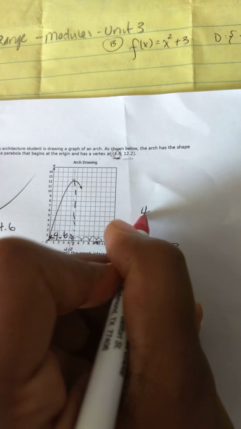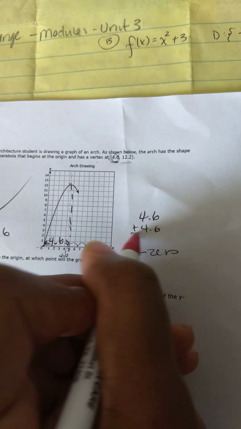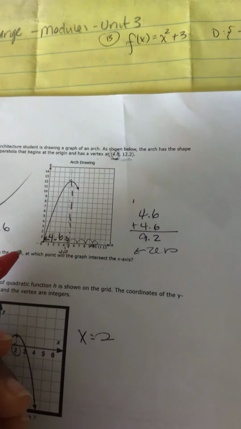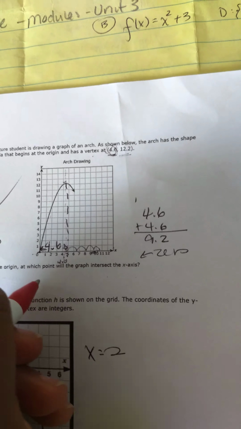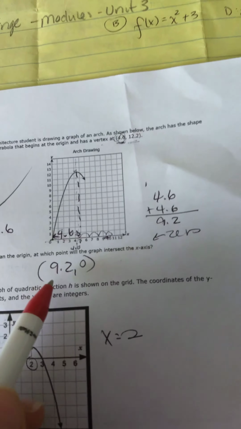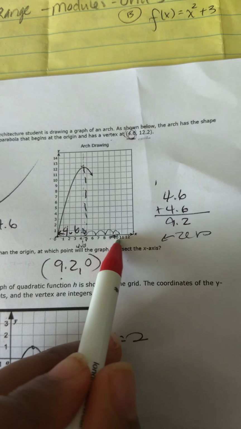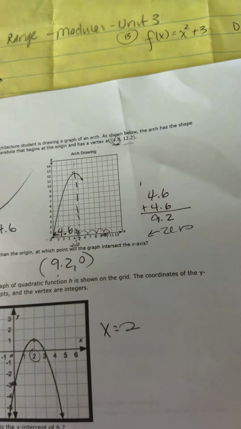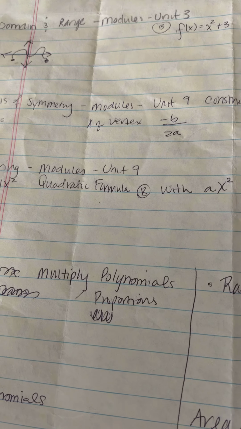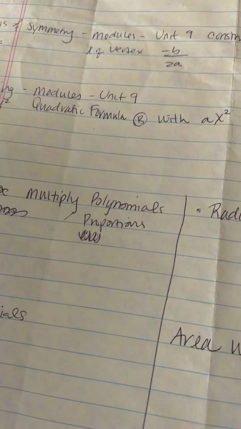So I'm lucky in this case because 4.6 is the middle. I need another 4.6 to go that way. I get 9.2. So this graph will cross at (9.2, 0). I put the 9.2 in the x position because it's crossing the x-axis at 9.2. Which is also, remember, another word for 0. All right.